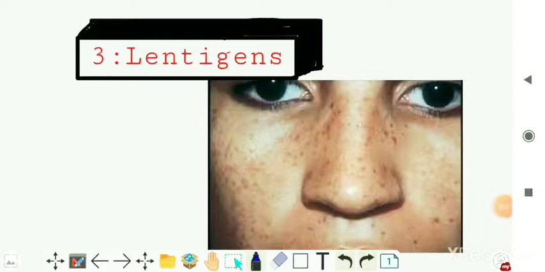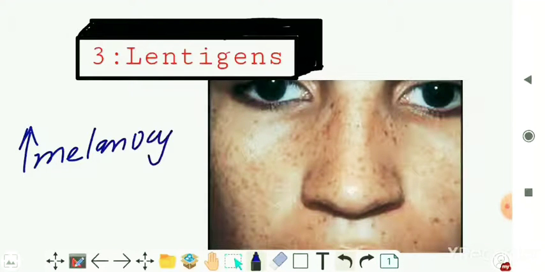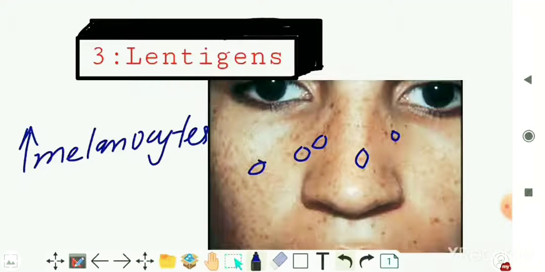Right, now let's continue with lentigines. The lentigines are an increased localized number of melanocytes. This increased number of melanocytes leads to formation of hyperpigmented macules. Just you can see here, these are hyperpigmented macules. These hyperpigmented macules are neither raised nor depressed. Only there is change in the color.